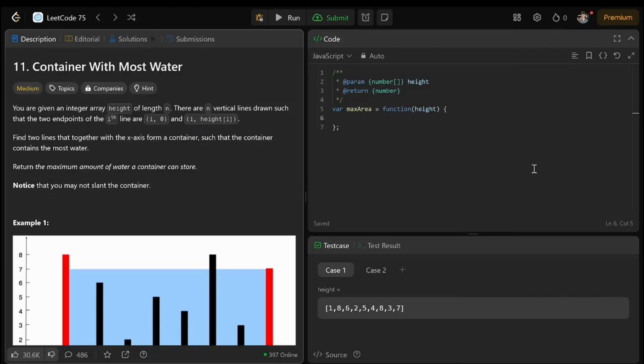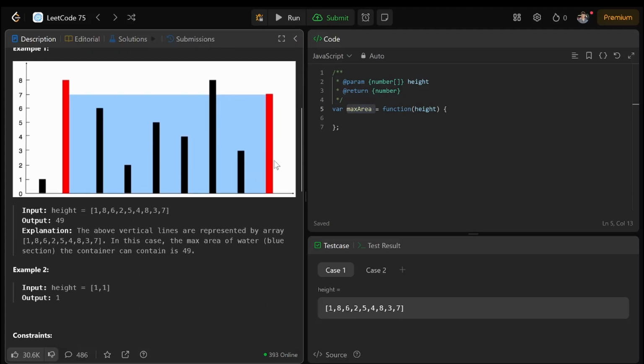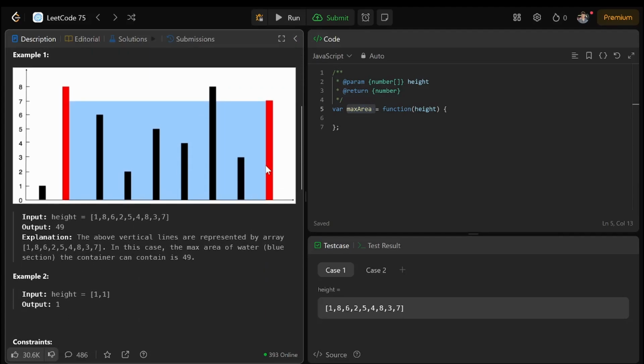Hello everyone. Today I'm looking at the container with the most water. And you can see the function they give us is called max area. So if you're concerned about water and containers, just remember what you're really doing here is looking for the max area. And to determine the area, you multiply the width times the height.